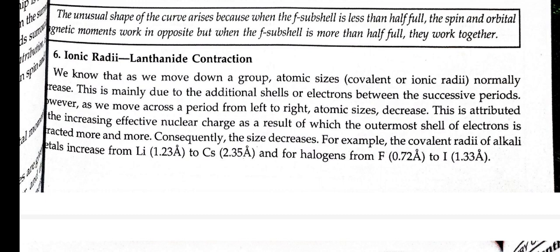Sixth is ionic radii and lanthanide contraction. We know that as we move down a group, atomic size, covalent or ionic radii normally increase. This is mainly due to the additional shell of electrons between the successive periods. However, as we move across a period from left to right, atomic size decreases. This is attributed to the increasing effective nuclear charge, as a result of which the outermost shell of electrons is attracted more and more. Consequently, the size decreases. For example, the covalent radii of alkali metals increase from Li to Cs and for halogens from F to I.